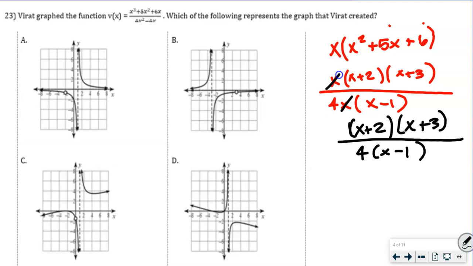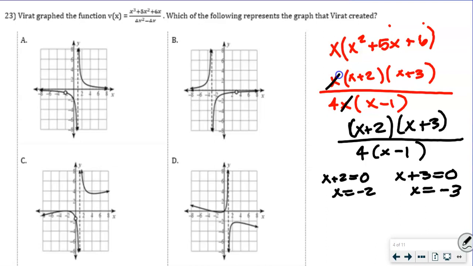Okay, so now let's talk about the zeros of our function. So to find the zeros, we set the numerator equal to 0. So that's going to be x plus 2 equals 0, so x equals negative 2. And x plus 3 equals 0, so x equals negative 3.